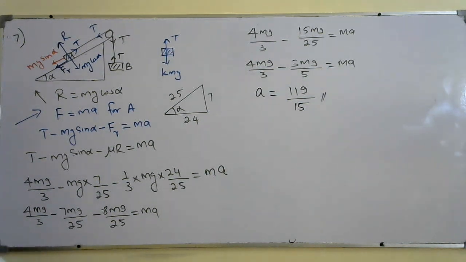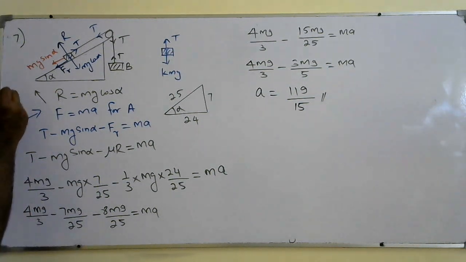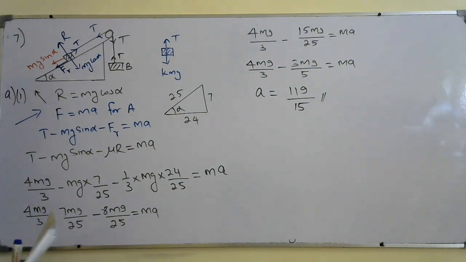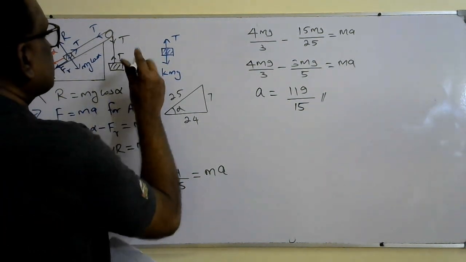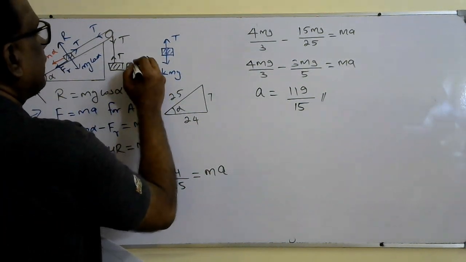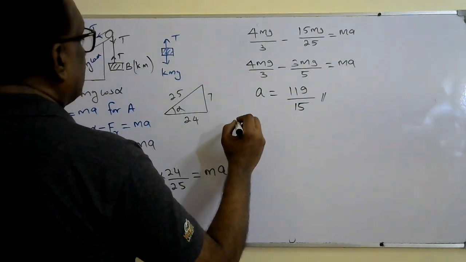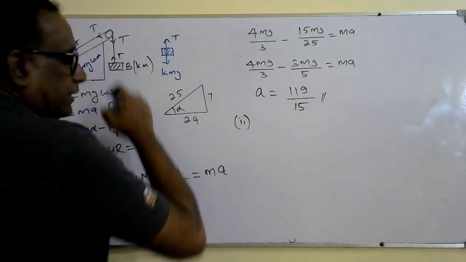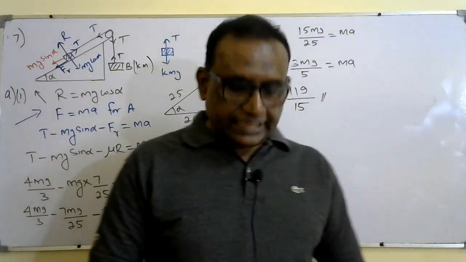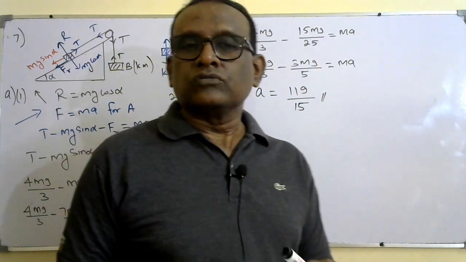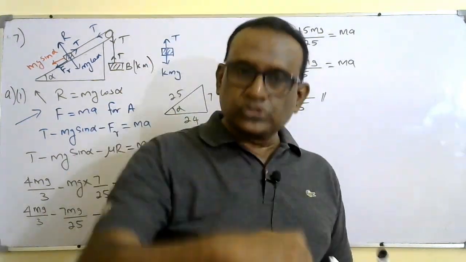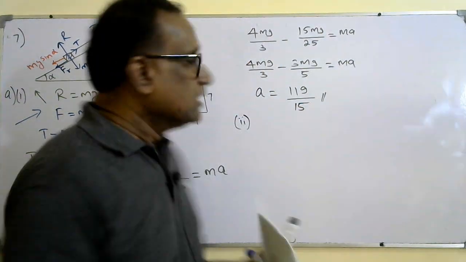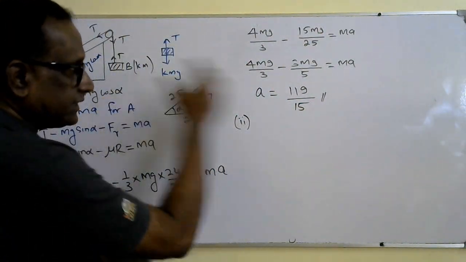That's the first part answer, A part, first part. Okay, A part, second part: find the value of K. The mass of B is Km, they are telling. Find the value of K they are asking. So now it's an inelastic string. Inelastic string means whatever distance A moves, B should move. So both should have the same velocity, both should have the same acceleration.